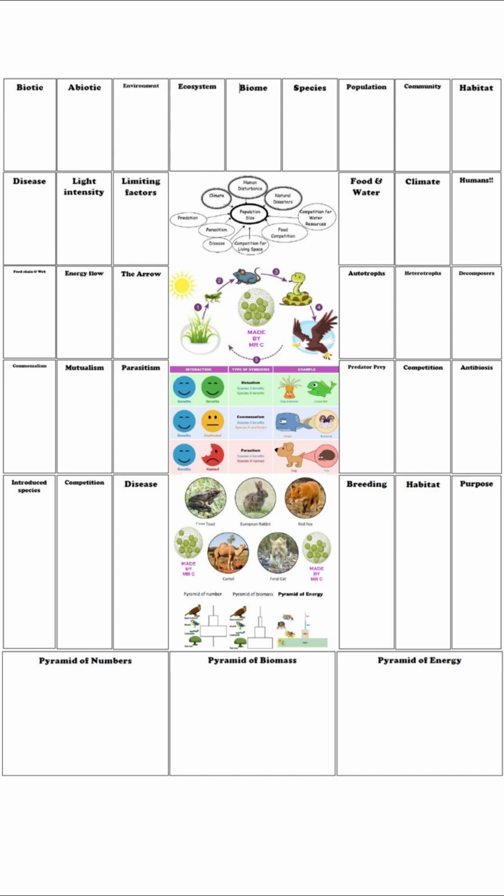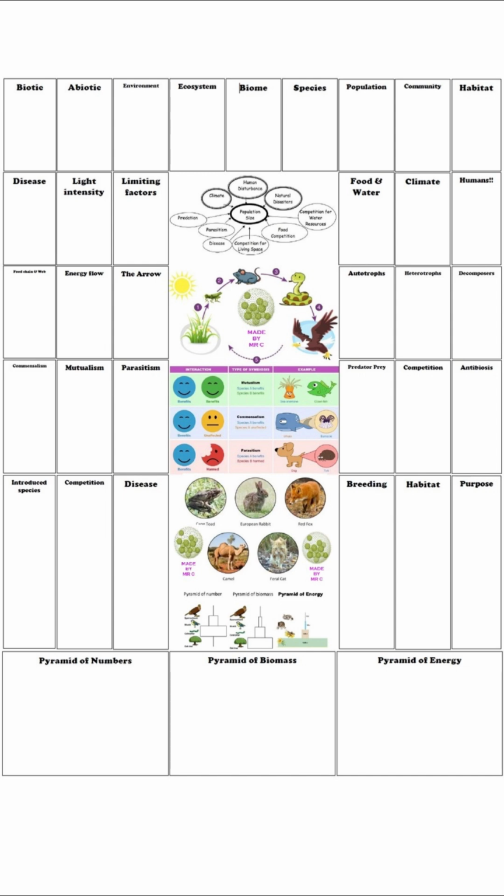Then we get on to symbiosis. Symbiosis is defined as the close, purposeful relationship between two organisms in which at least one benefits. And there are three types of relationship in symbiosis. There is commensalism, mutualism, and parasitism. Commensalism is the interaction of two organisms where one benefits but the other is unaffected.